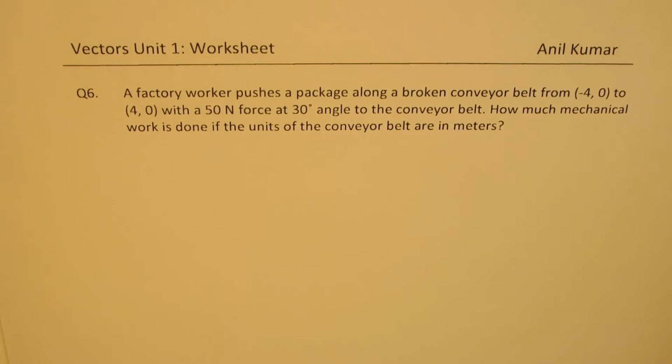Let's now see how to solve question number 6. A factory worker pushes a package along a broken conveyor belt from -40 to 40 with a 50 Newton force at 30 degrees angle to the conveyor belt. How much mechanical work is done if the units of the conveyor belt are in meters?